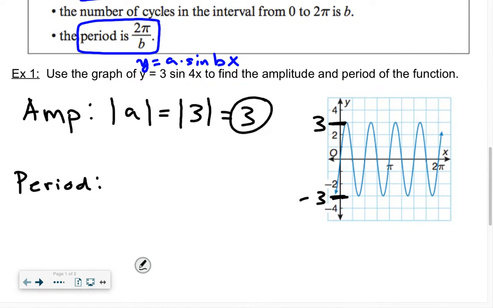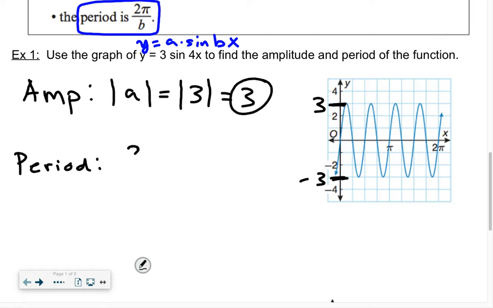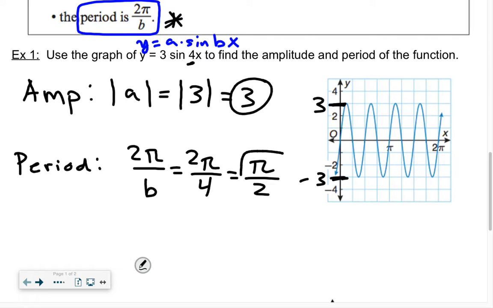period can be found by using 2 pi over b. There it was right there. 2 pi over b, we need to identify the b value. B value is this 4. 2 pi over 4, which means pi over 2. So we found the amplitude to be 3, and we found the period to be pi over 2. That's going to be your first 2 steps when it comes to graphing these things.